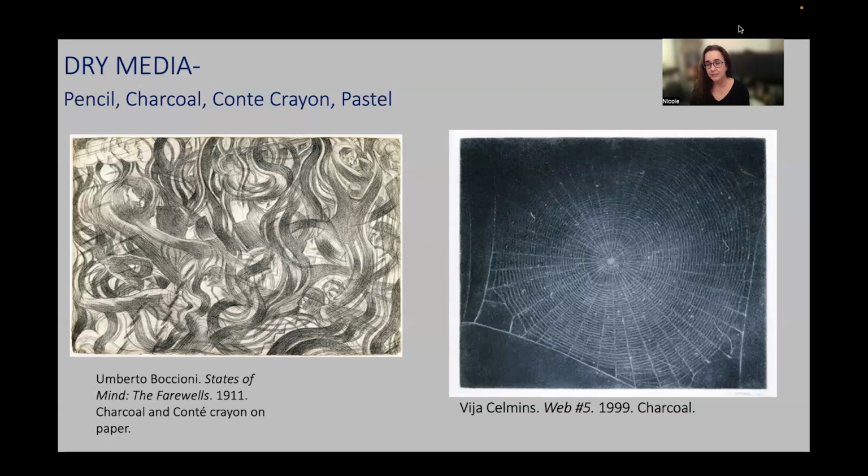We see many shades of gray in this remarkable drawing, Web Number 5 by Vija Celmins. The web emerges from the darkness at the upper left as the artist carefully shaded each concentric circle. She made only black marks, letting the paper show through for the white portions.